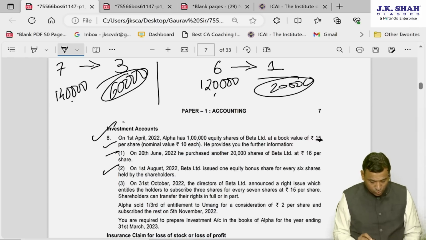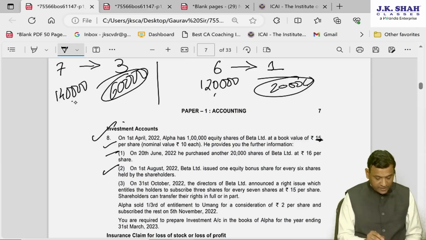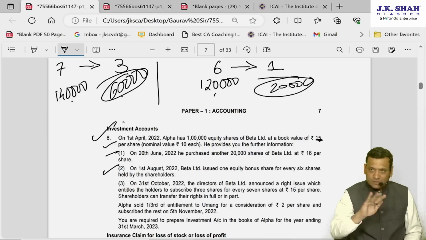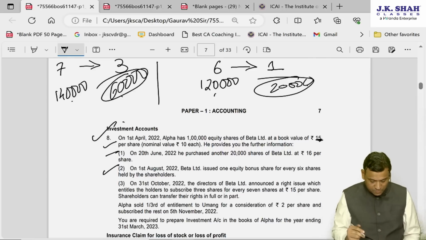And what did you do? You sold 1/3 and subscribed for the rest, at 15 rupees. So you paid how much? 6 lakhs. So 40,000. How did you get 40,000, friends? 60,000, 1/3 is sold, renounced. 2/3 is purchased. Okay, so that point is over.